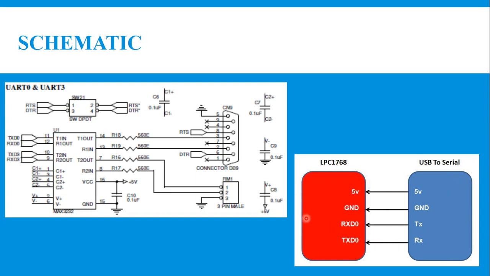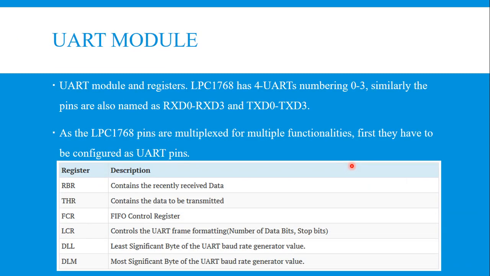USB to UART data will always be connected like this: transmit to receive, receive to transmit. So the data sent by the UART module is transferred to the monitor, the serial monitor, in serial fashion. I'll briefly go over the UART module and registers, what they have and the function of each, so you can recall them while going through the program.